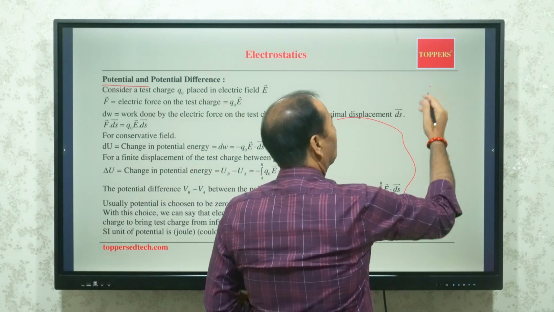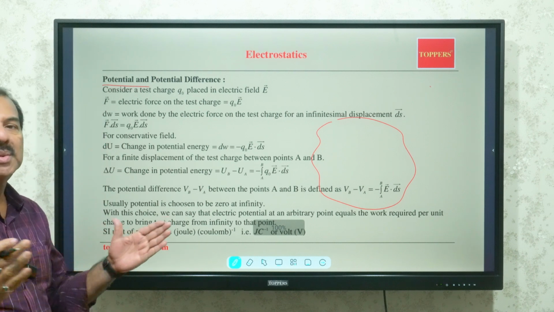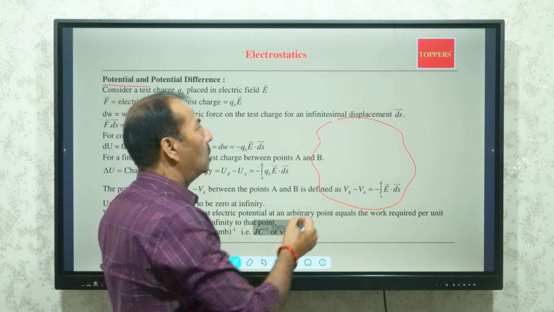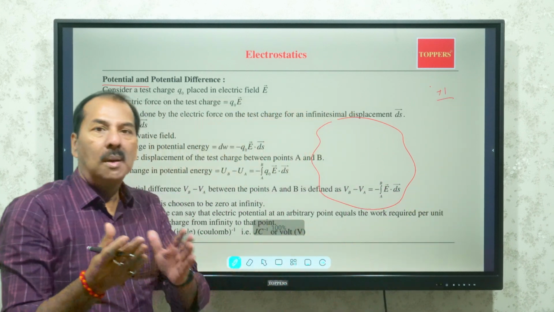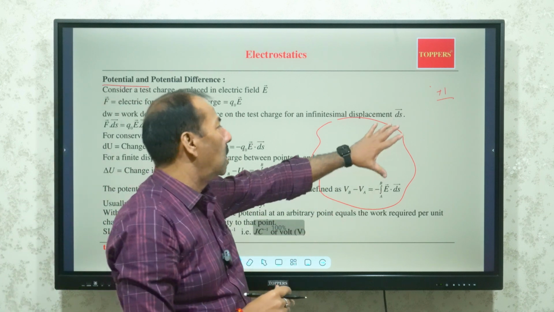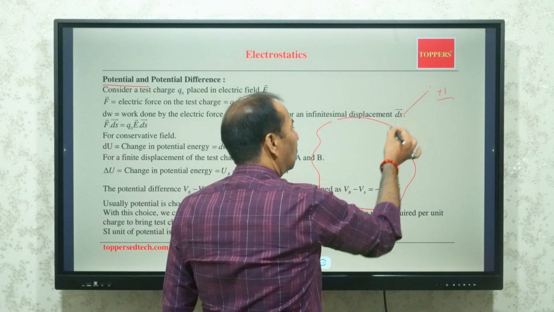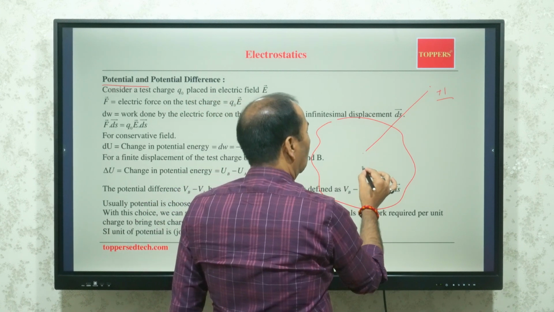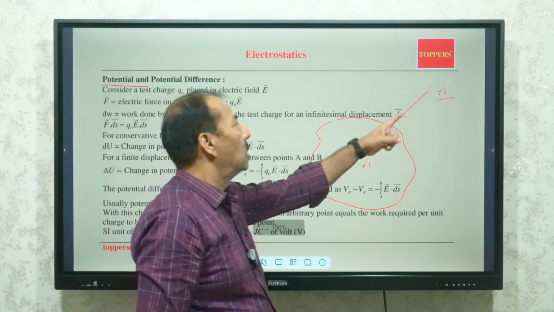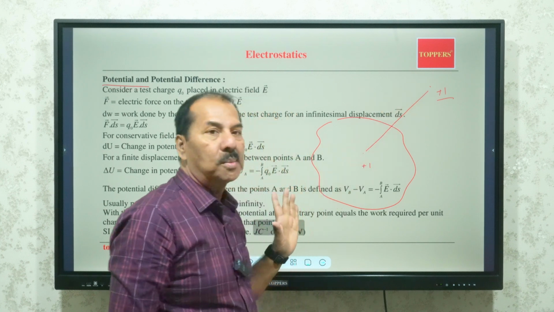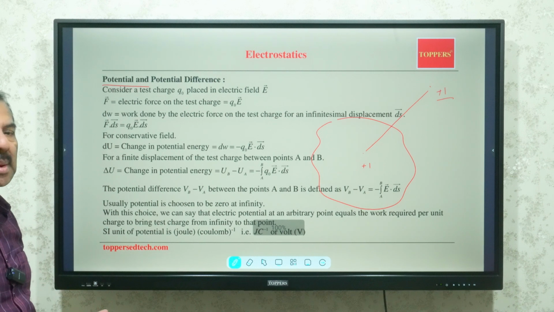From infinity, which becomes a hypothetical assumption, or you can say from a very large distance, a unit positive charge is brought from infinity to that point, meaning any point of this electric field or electric region. So let us say it is brought to this point. Now the work done in bringing this unit positive charge from infinity to any point of the electric field or electric region is termed as potential.